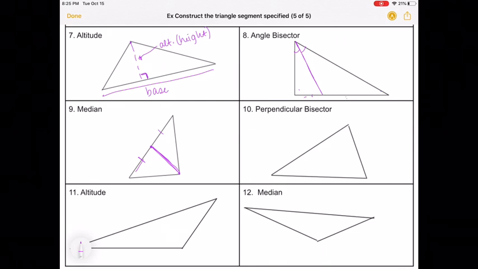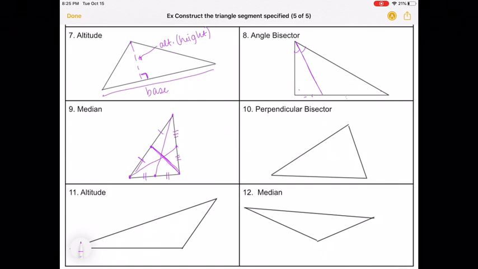So a triangle can have 3 of these technically. I could go from this vertex down to that midpoint, which makes those 2 segments congruent. Or I could go from here across to that side, which makes these 2 segments congruent. So it has 3 options there.